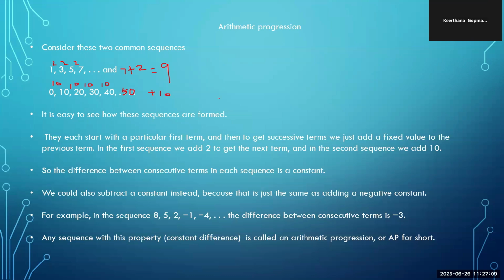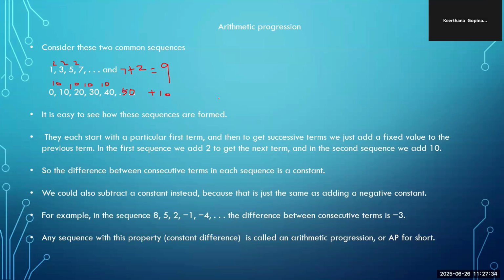Now, a fixed value is being added to every term. Then it is called an arithmetic progression. Are you getting it? When a fixed term is getting added to every term, it is called an arithmetic progression. A simple logic.